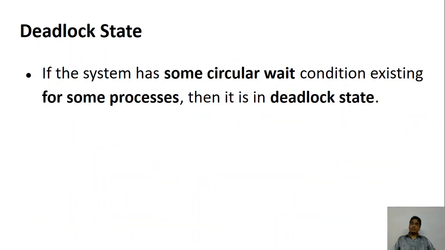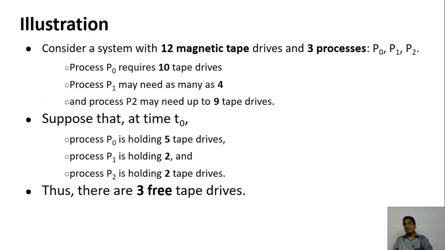Now, what is a deadlock state? The last one, which you know very well. If the system has some circular wait, that means nobody can continue. Every process is waiting, and we say you are in the deadlock state. Deadlock means you are in a circular queue and nothing can be done now. Nobody can continue because everybody is waiting for others to complete and they don't have the resources to complete on their own.